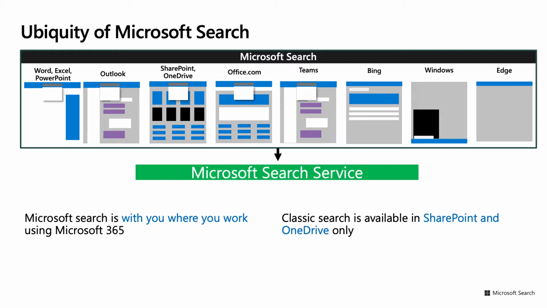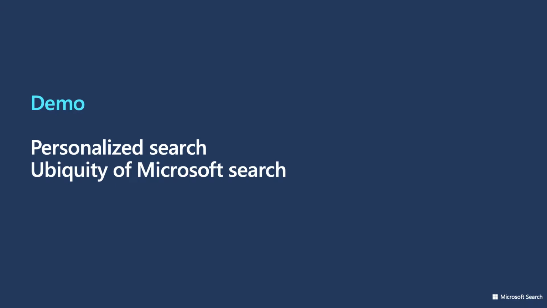When you think about classic search against this, classic search is available primarily in SharePoint as well as OneDrive. So in this case, you still have a lot of interruptions introduced when you're searching for information, which should not be the case. So let's have a look at how all of this plays out in real scenarios. Let's go over to a demo of personalized search and also of the ubiquity of Microsoft Search.